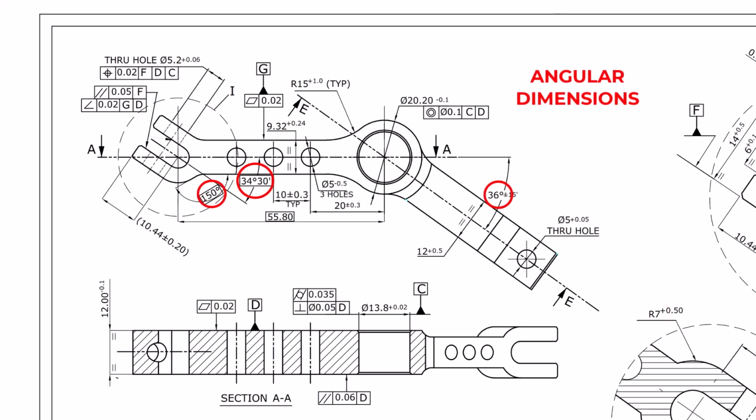Now look at the angular dimensions. These define the exact orientation of inclined surfaces. Even a small angular error can affect assembly or interfere with the movement of mating components.